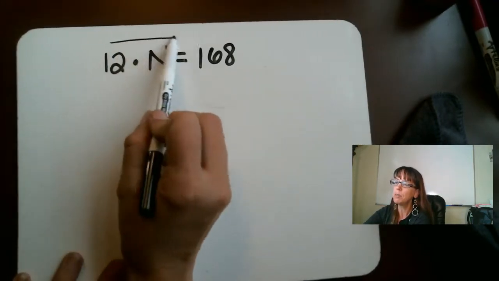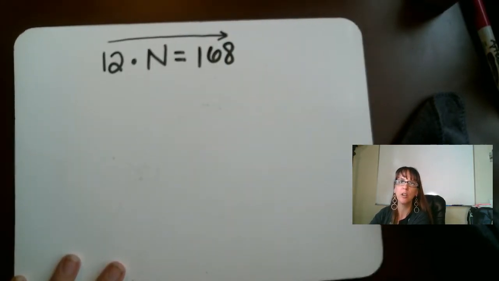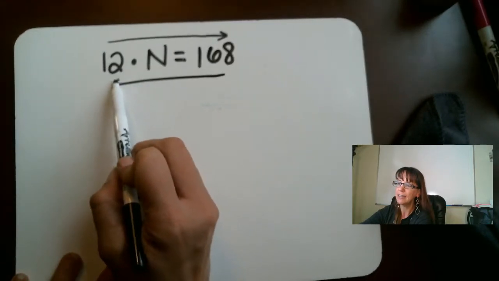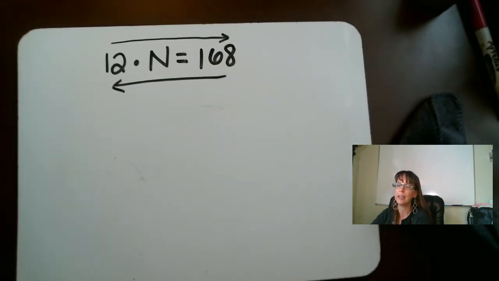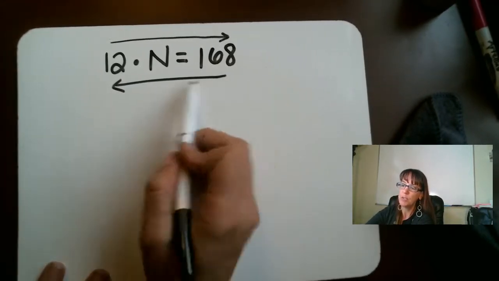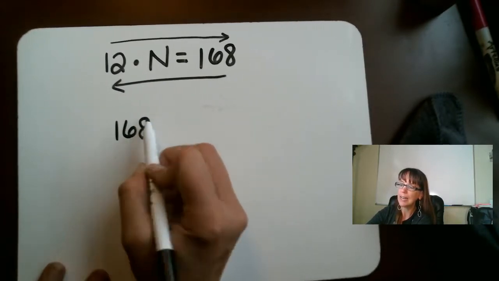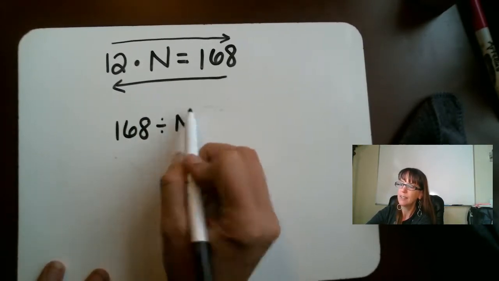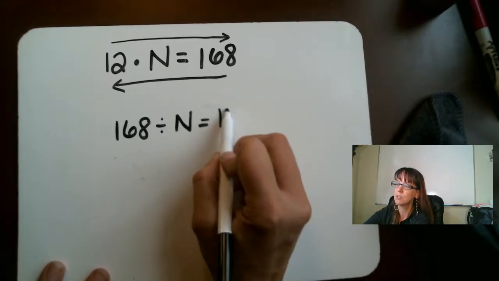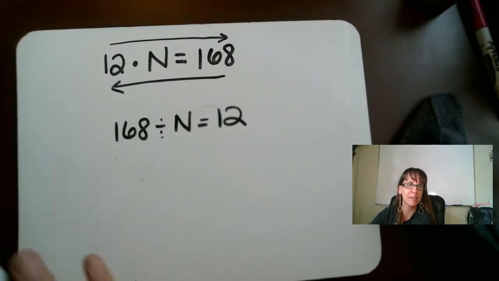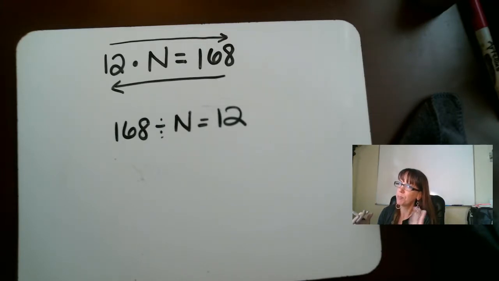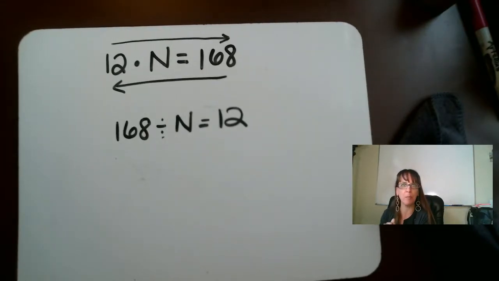If we multiply in this direction, we can divide in this direction, okay? So if we do that, we would get 168 divided by n equals 12. I know I said not to use this and then I just did, but you'll see it periodically in pre-algebra, and then it'll pretty much go away completely in algebra. Okay, so we look at this, but that doesn't really help us, does it?